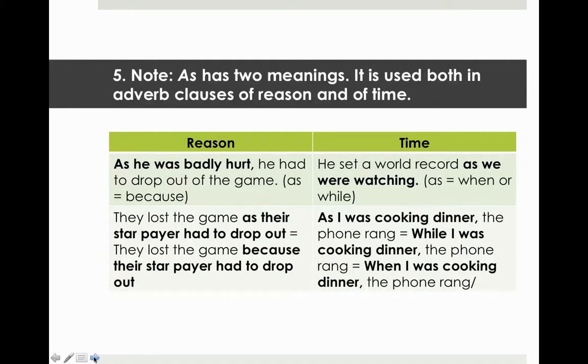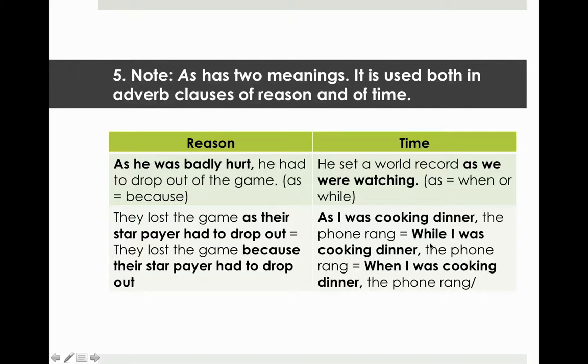Okay, as also has two meanings. It's used both in adverb clauses of reason and time. As he was badly hurt, he had to drop out of the game. They lost the game as their star player had to drop out. In these sentences, as means because. When I say he set a world record as we were watching, as means when or while.